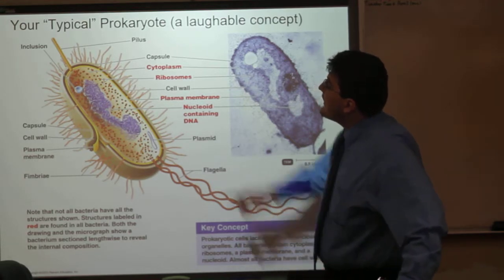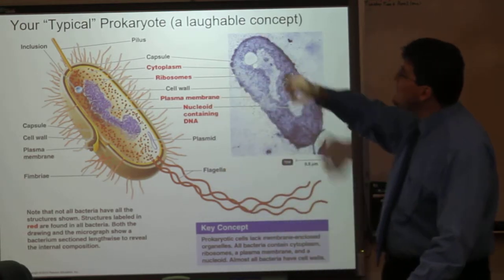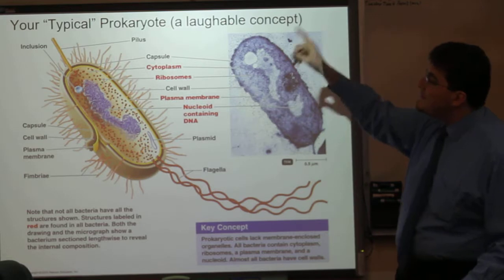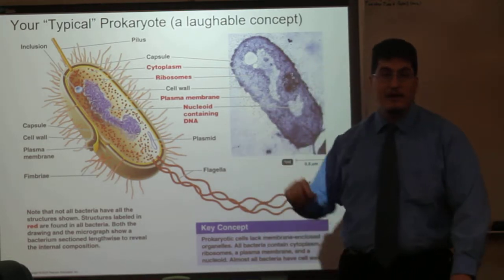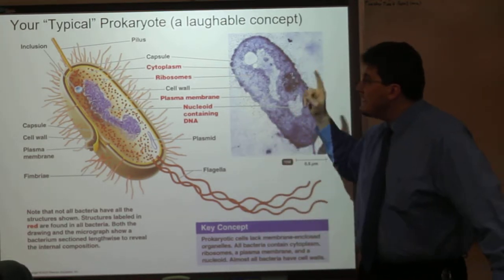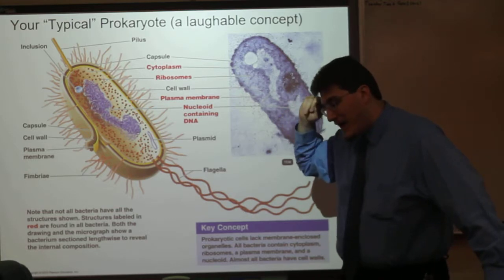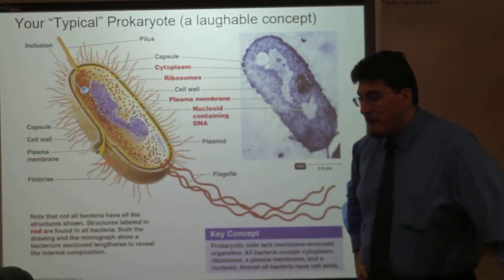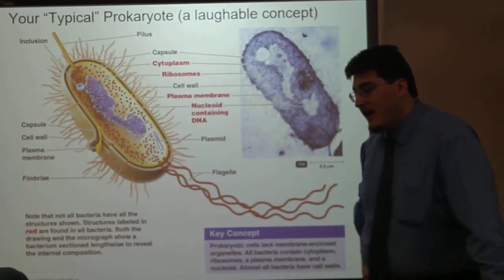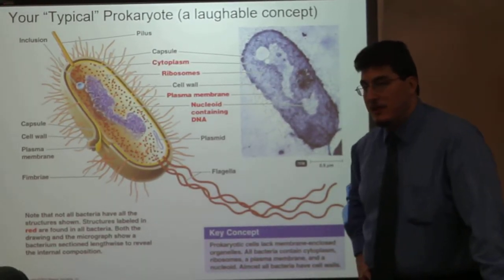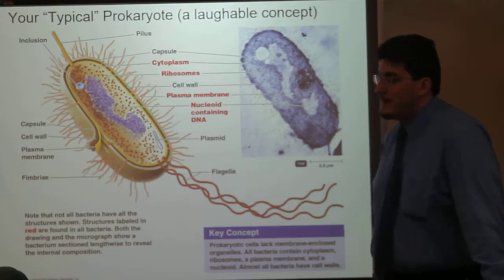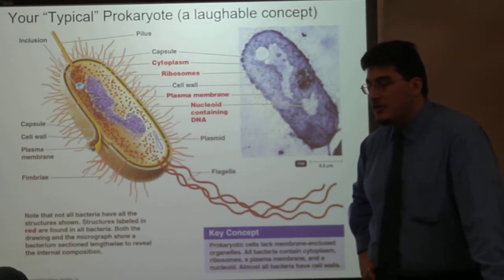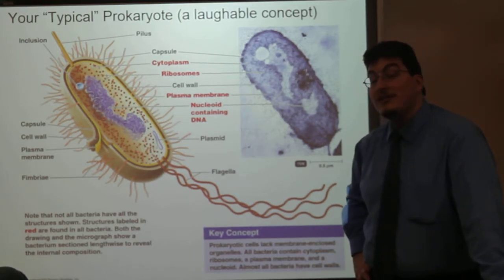And let's see, what else? Yes, the pilus. The pilus is one of my favorites. The pilus is actually a modified fimbriae. Bacteria can use this for a number of different things. My favorite being the conjugative pilus. The conjugative pilus allows bacteria to undergo a process called conjugation.